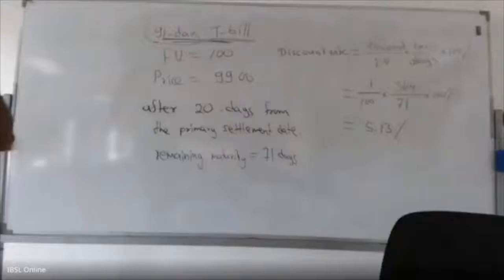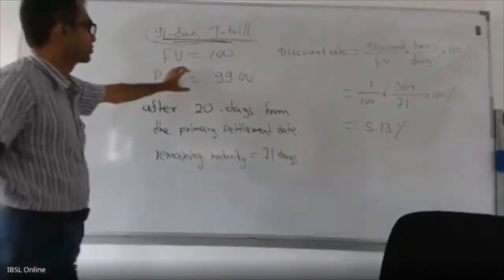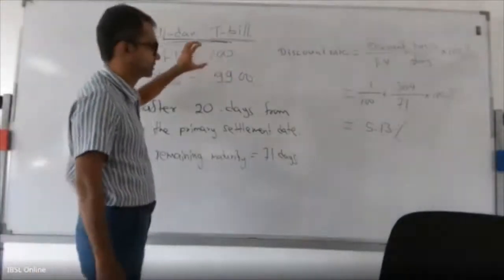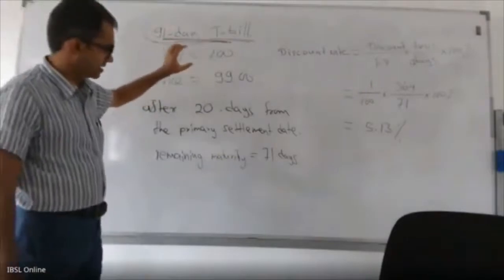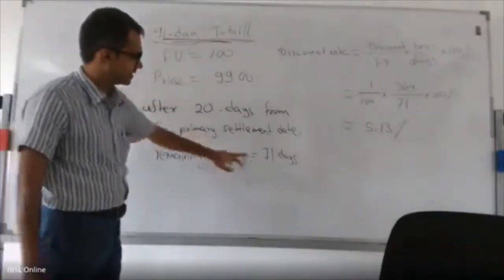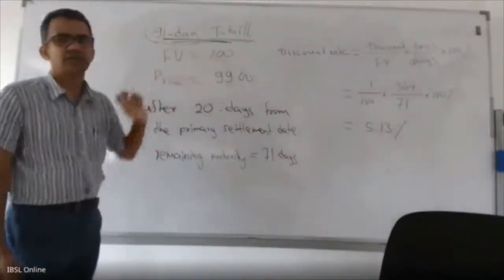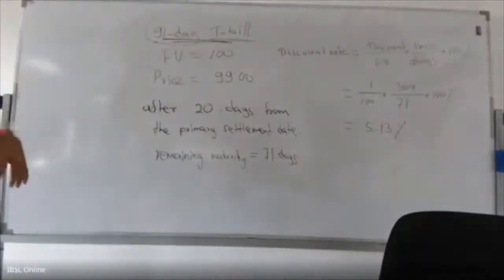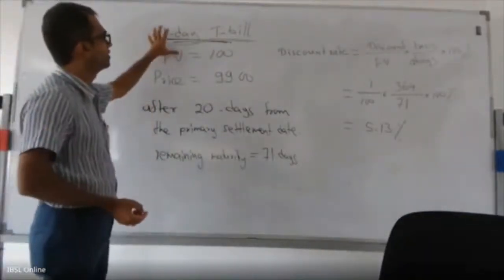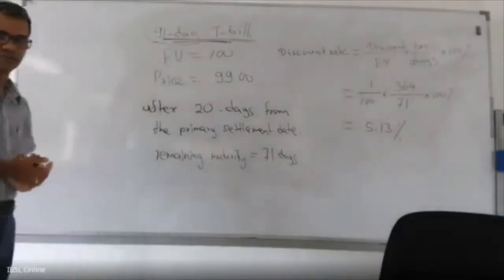So we are buying at 99 rupees. In this example, we pay 99 rupees to buy this treasury bill. And in this example, after 71 days, the government will pay you 100 rupees. In the previous example, after 91 days, the government will pay 100 rupees.